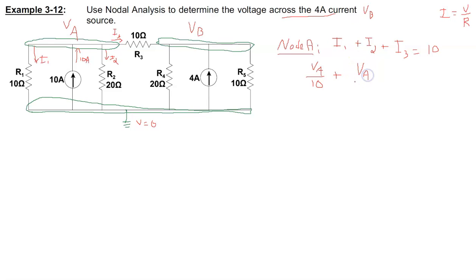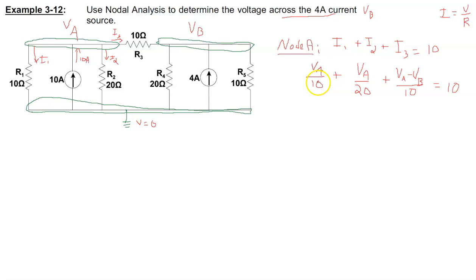VA divided by 20. Now for I3, we have VA, and VB is on the other side. So VA subtract VB is the voltage drop across R3. And of course we divide that by R, which is 10. And then that sum is equal to 10.